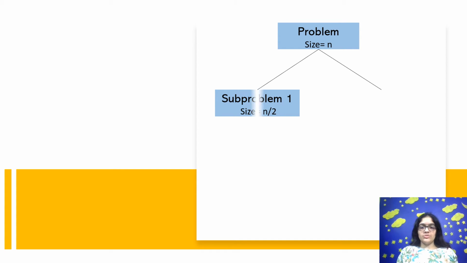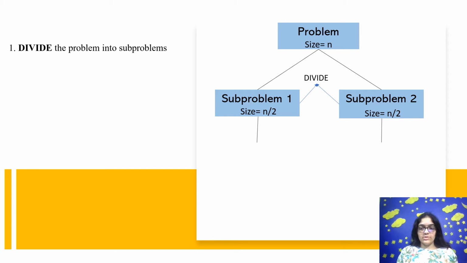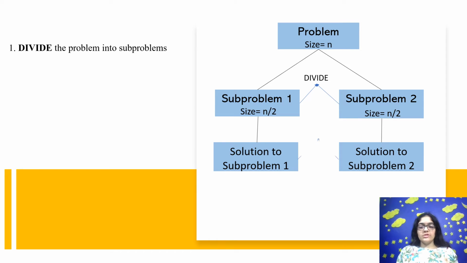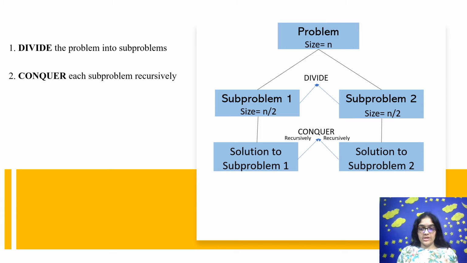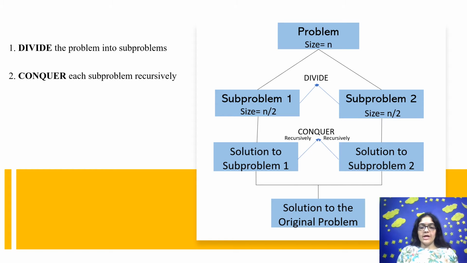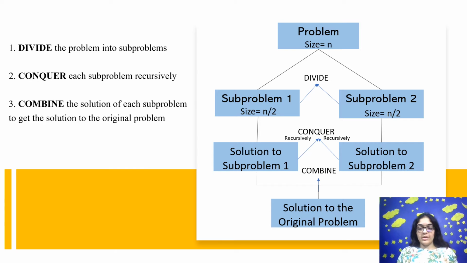Firstly, we would divide this problem into two subproblems, each of size n by 2. This step is called divide. Then we would find the solution to each of the subproblems. This is known as conquer, and this solution is found recursively. Finally, we would combine the solutions to the subproblems to find the final solution, that is, the solution to the original problem. This is known as combine. This is the working behind the divide and conquer algorithm.